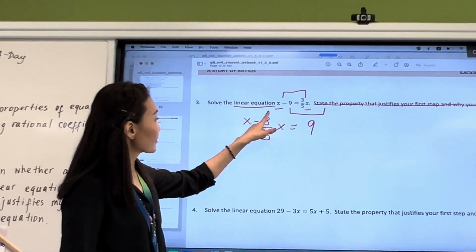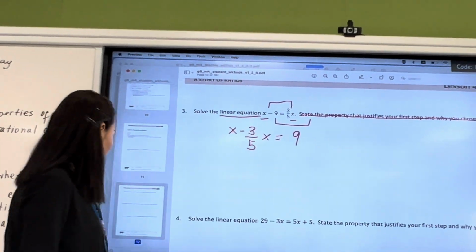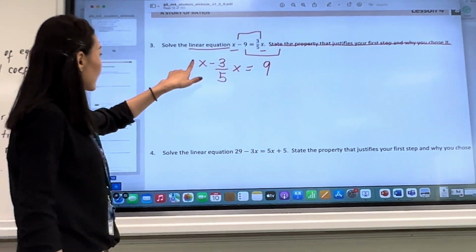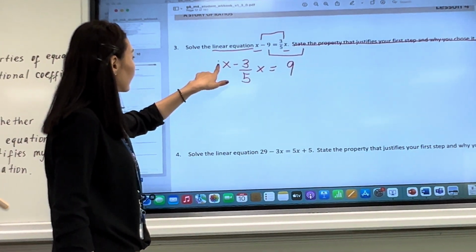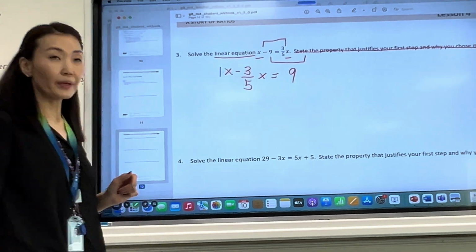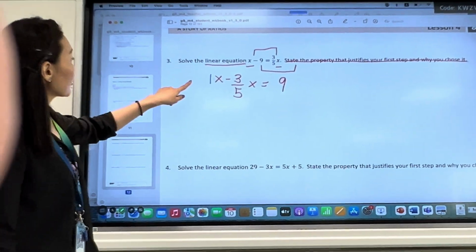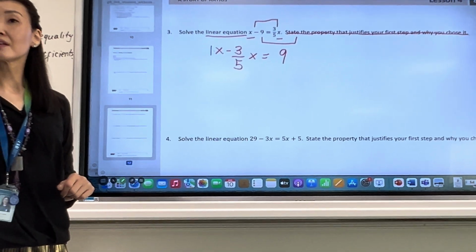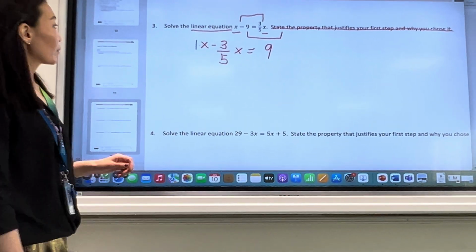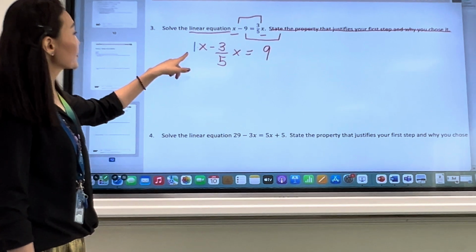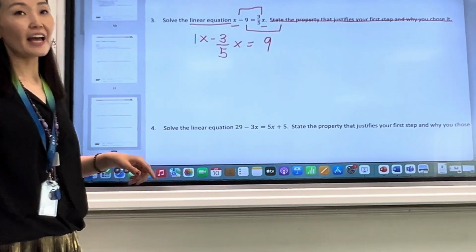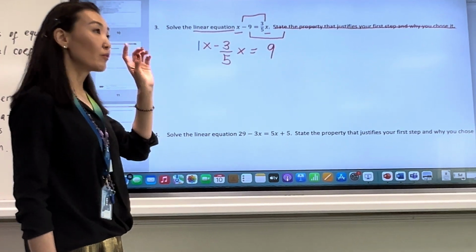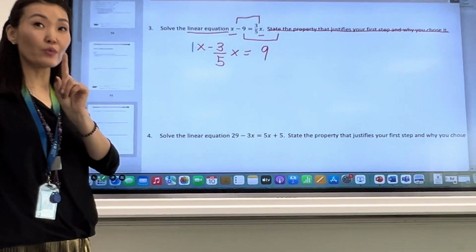All right, so now I need to simplify the left side. Okay, I need a different color here. I want to insert a 1 here. Okay? Why did I insert a 1 in front of the x? Because x equals 1x. When there is no coefficient written in front of an x or a variable, we understand that there is a hidden 1. The coefficient is 1, right?